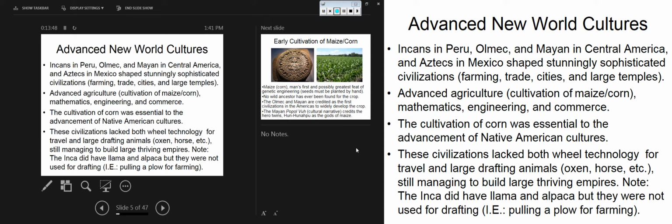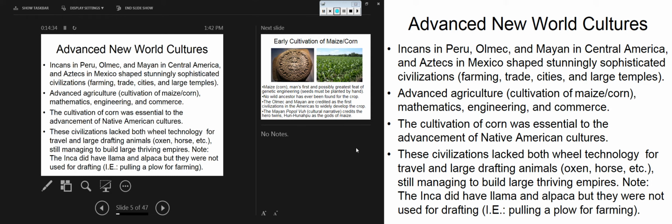Advanced mathematics, concept of zero in the Western civilization, created and adopted by the Olmec. Advanced calendars and mathematics and system of letters by the Mayan. Advanced engineering by all 4 of these civilizations, and advanced commerce and movement of goods by all 4 of these civilizations. Now, all of these civilizations lacked wheel technology for labor, but they used wheel technology for their calendars.